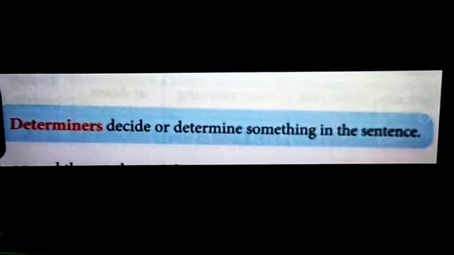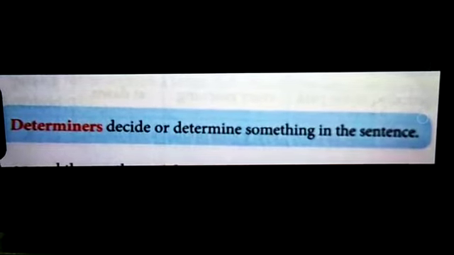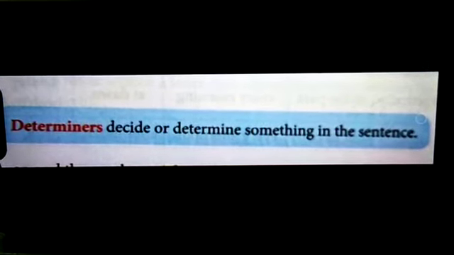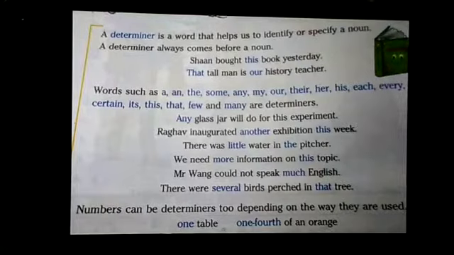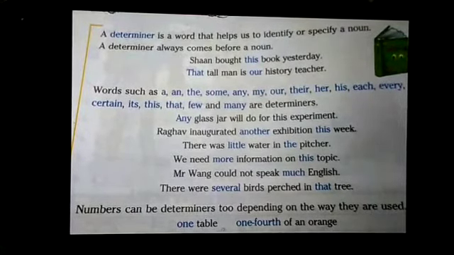Okay, what are determiners? Determiners decide or determine something in the sentence. So, a determiner is a word that helps us to identify or specify a noun. A determiner always comes before a noun. Example, Sean bought this book yesterday. That tall man is our history teacher. So, this is a determiner, that is a determiner.